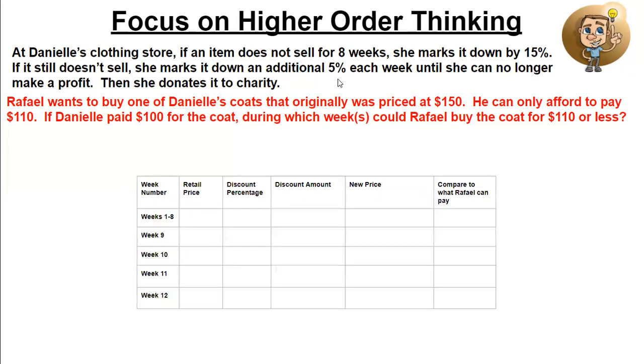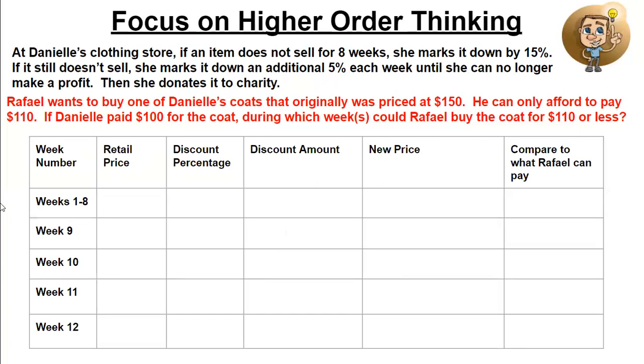So I made a chart for you. So between weeks 1 through 8, she's not going to mark it down at all, right? She's going to hope to sell it for $150. So the retail price during that time will be $150. What's her discount during those first 8 weeks? Nothing. She's not going to mark it down.